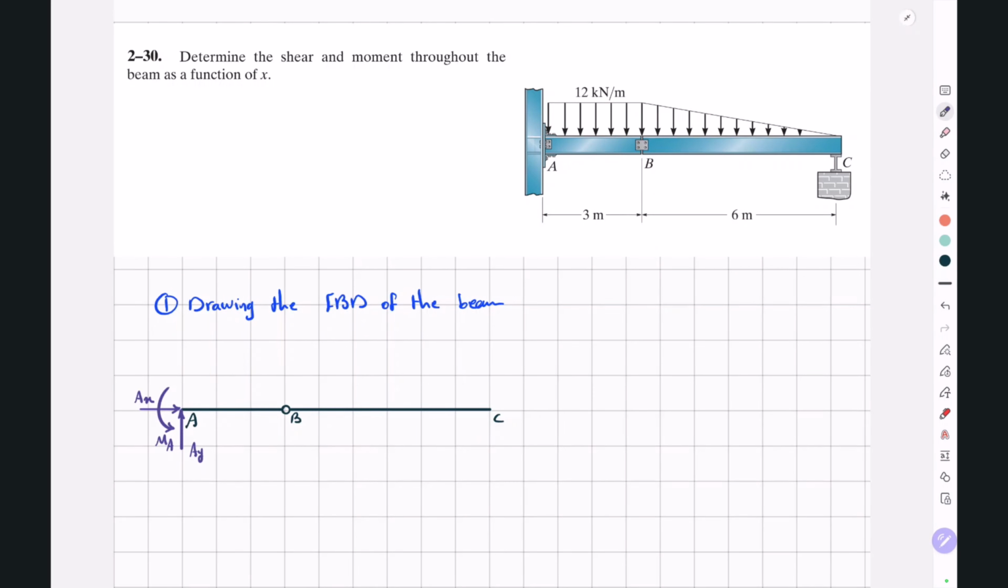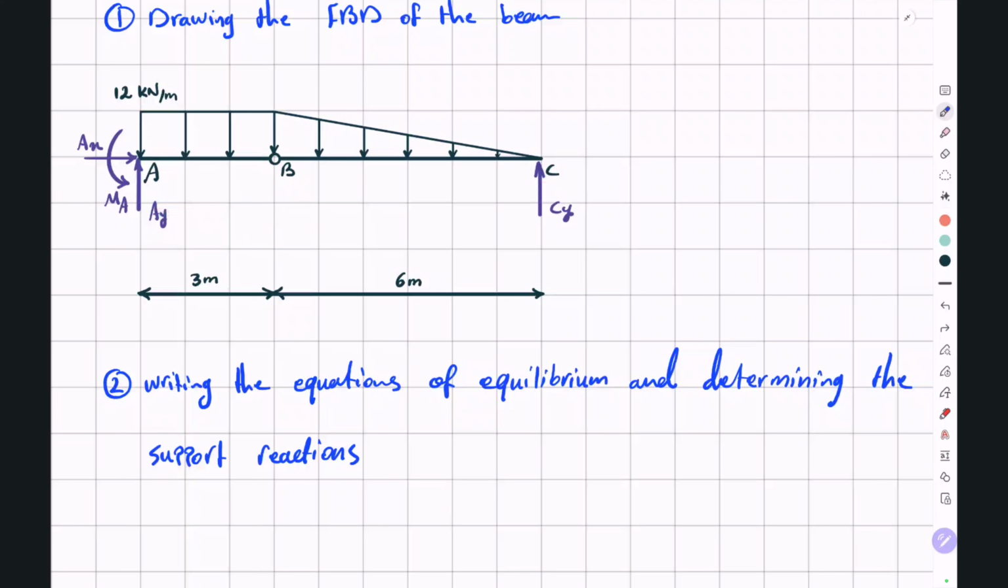And now the second step is writing the equations of equilibrium for this free body diagram and determining these 4 support reactions. And in order to do that, we should first substitute each of these 2 distributed loads with a single resultant force applied at their centroids. So for the rectangular load, we know the magnitude of our single resultant force will be the area under this rectangle. So 12 multiplied by 3 will give you a 36 kN single resultant force, which will be applied in the middle of this 3 meter distance, which is the centroid of this rectangle.